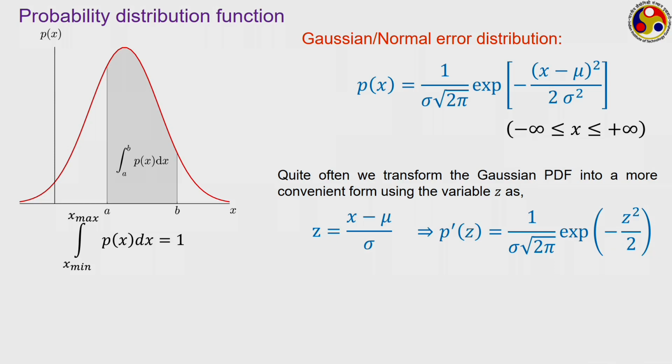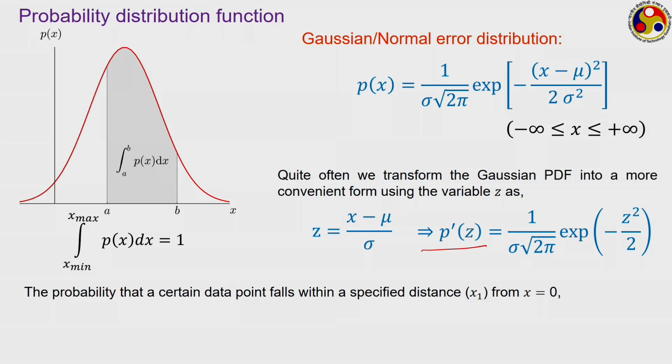Quite often we transform the Gaussian PDF into a more convenient form using a variable z, such that z equals x minus mu upon sigma. So, if we put the expression of z there, then we get a modified function p prime z, which has a form like this. A range of z can be defined based upon x itself, but as x ranges from minus infinity to plus infinity, z also will be ranging from minus infinity to plus infinity.